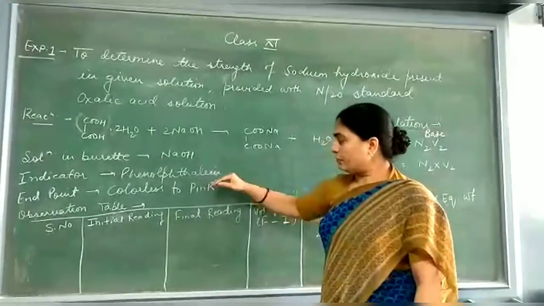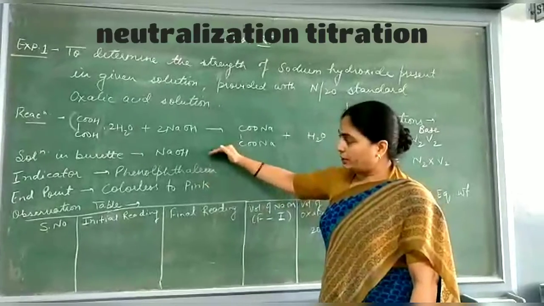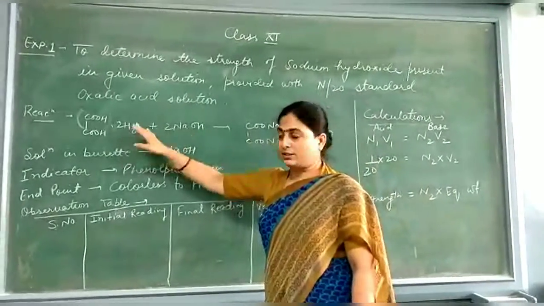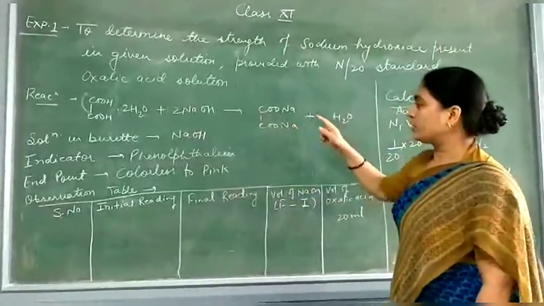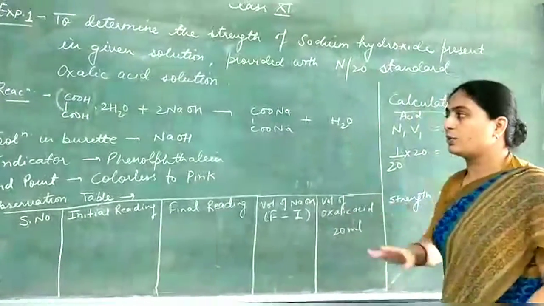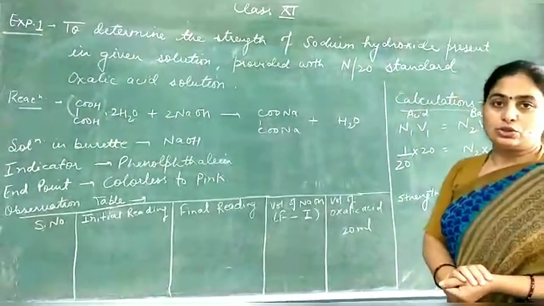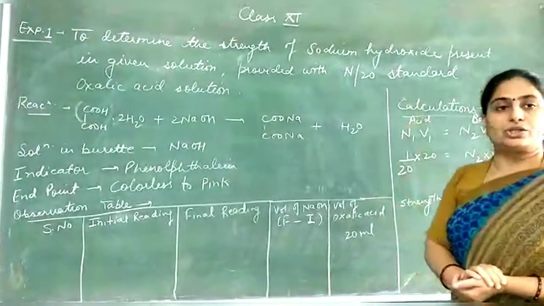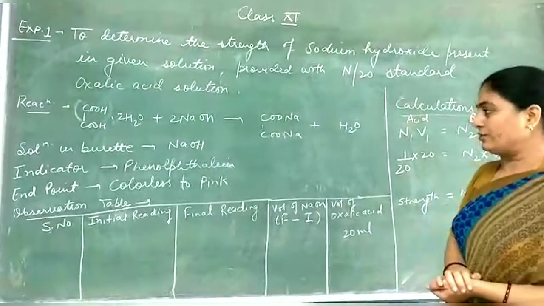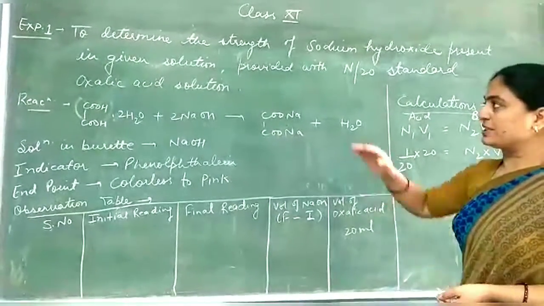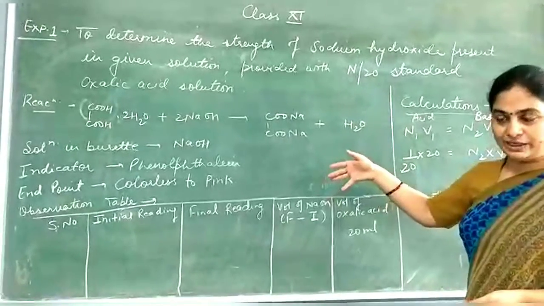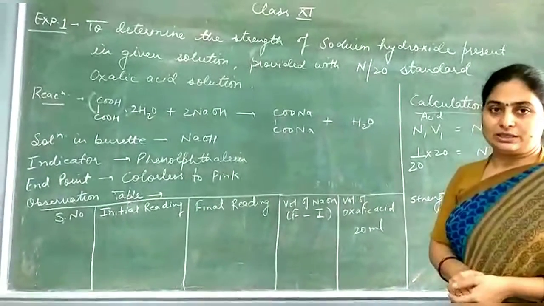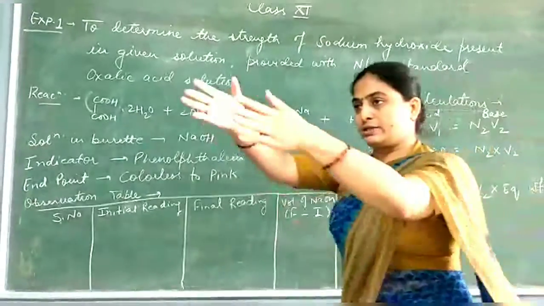Okay, so phenolphthalein is the indicator, we took NaOH in the burette, and the reaction goes like this: oxalic acid will react with NaOH, it forms sodium oxalate along with the liberation of water. So this is a normal neutralization reaction, and thus this titration is known as neutralization titration. So we are going to proceed with this, how we are going to find the volume, and this analysis is known as volumetric analysis.